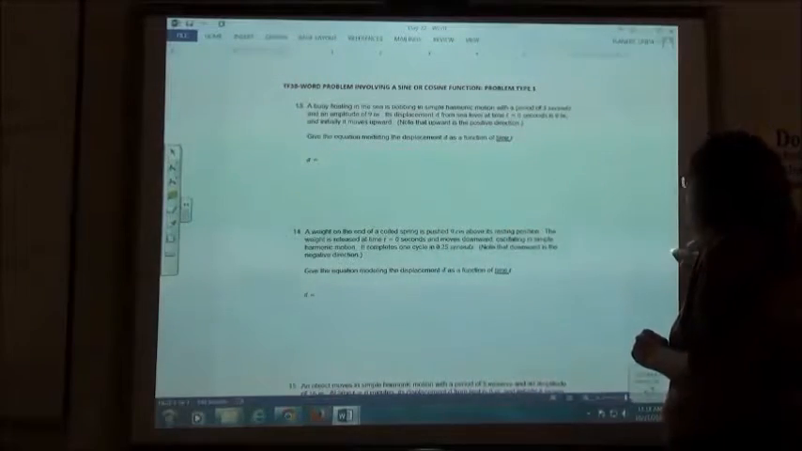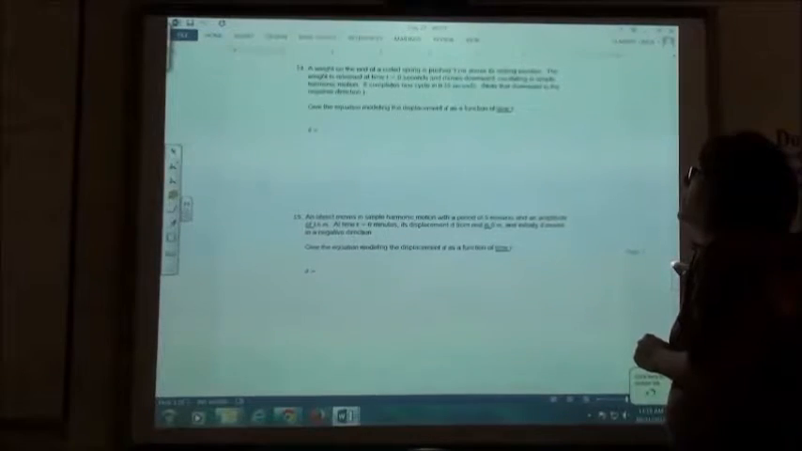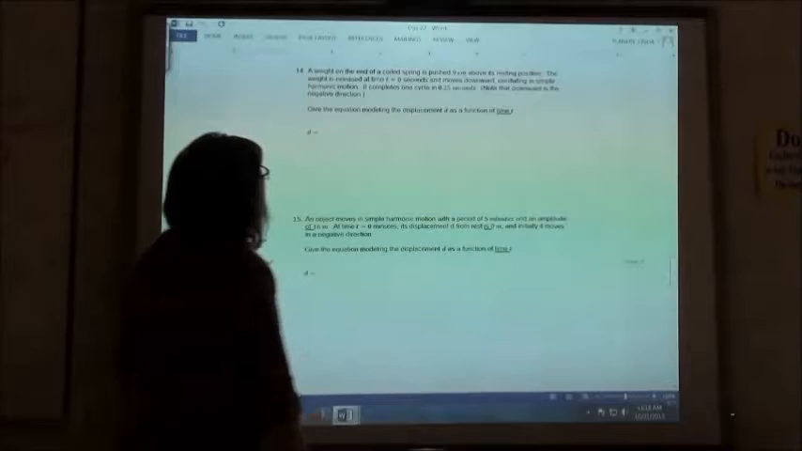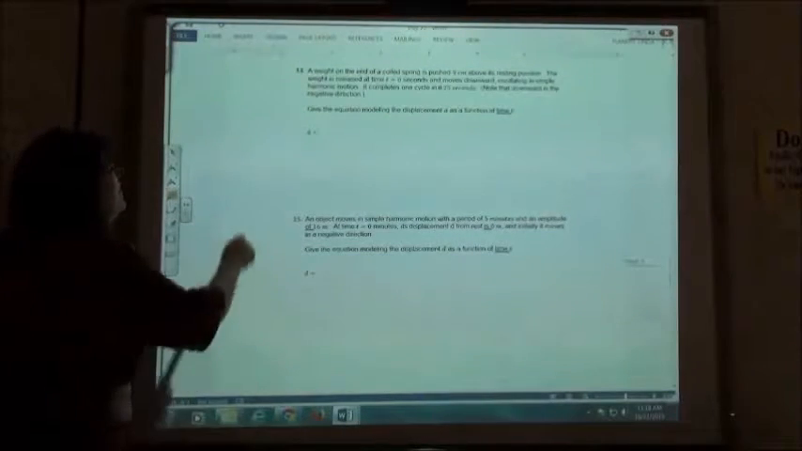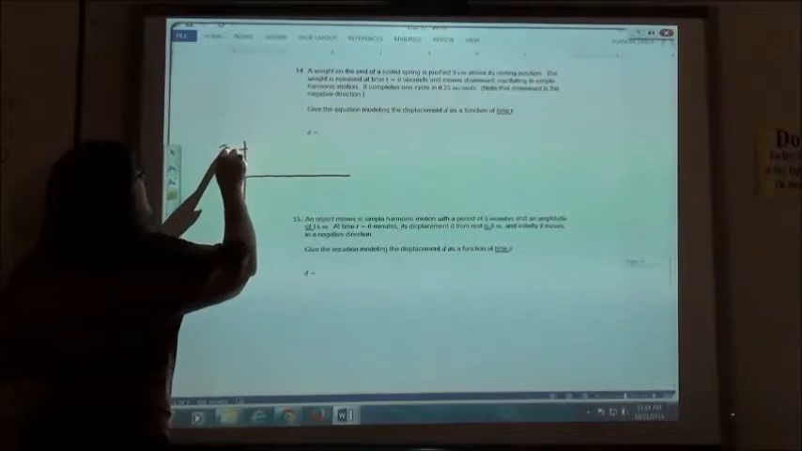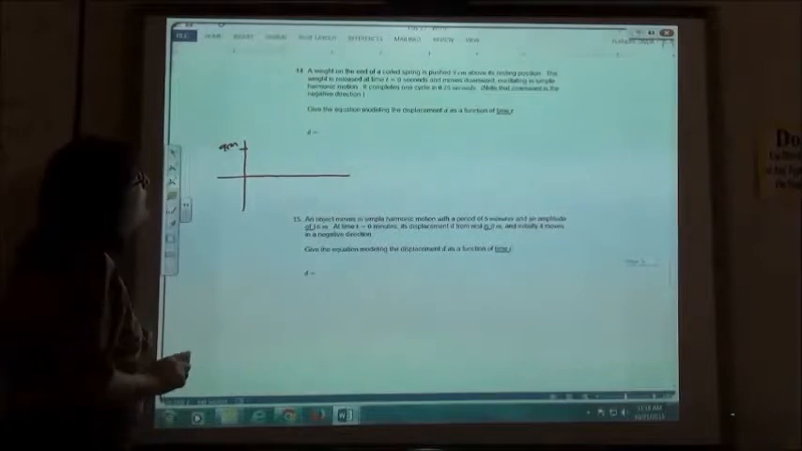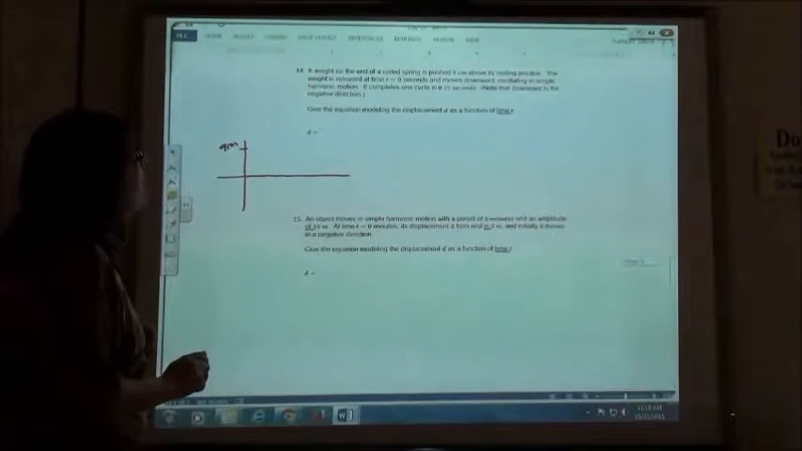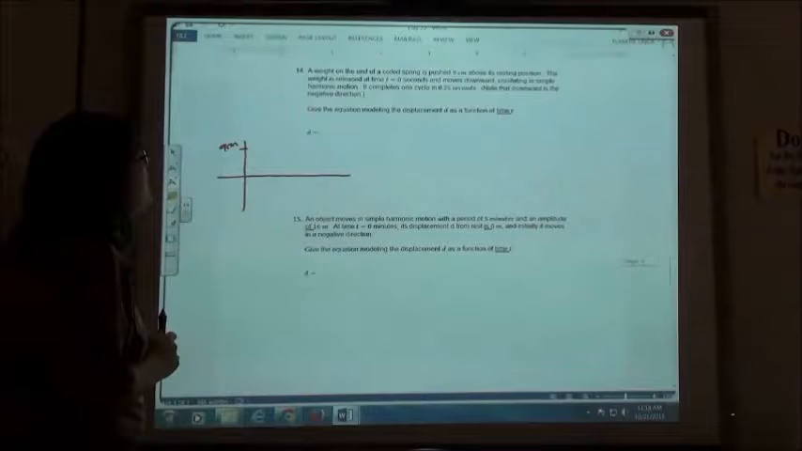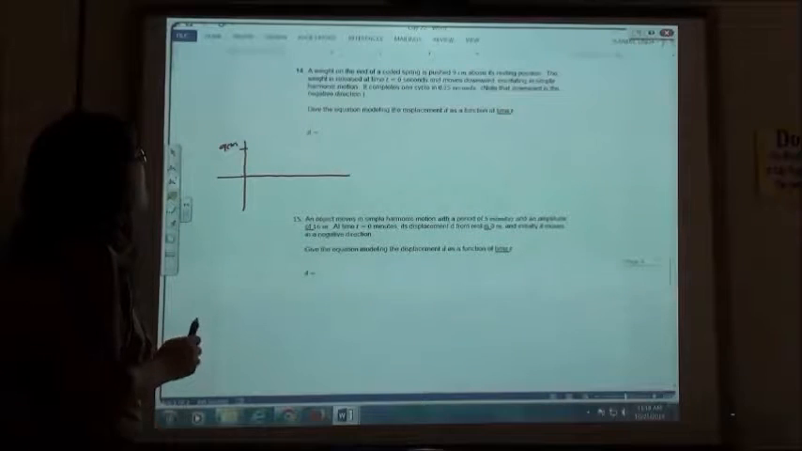Move this up for number 14 here. So number 14 says a weight is at the end of a coiled spring and is pushed 9 centimeters above its resting point at time t. So it's going to start up here at 9 centimeters. Moves downward, oscillating in simple harmonic motion, and completes one cycle in 2.5 seconds. Note that downward is in the negative direction.